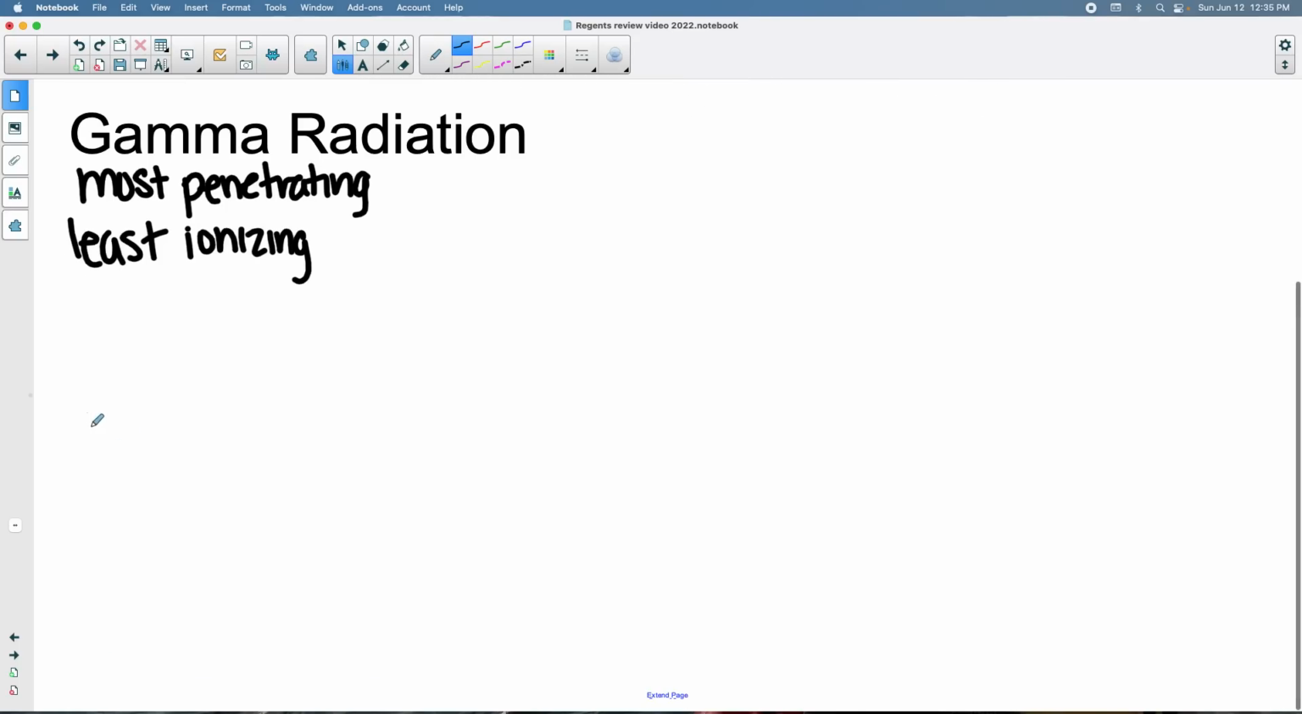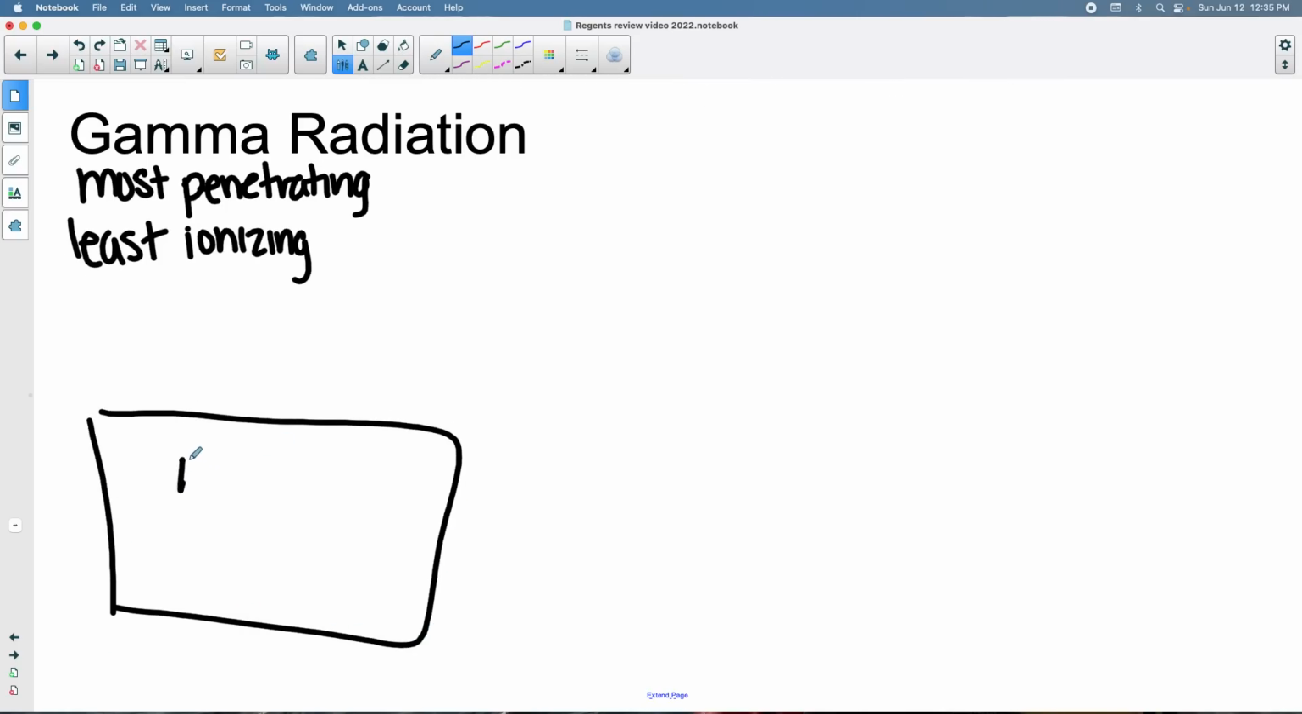If we also wanted to separate alpha, beta, and gamma, actually I should do it this way. I should do alpha, gamma, beta, because otherwise it's going to make my lines all messed up.